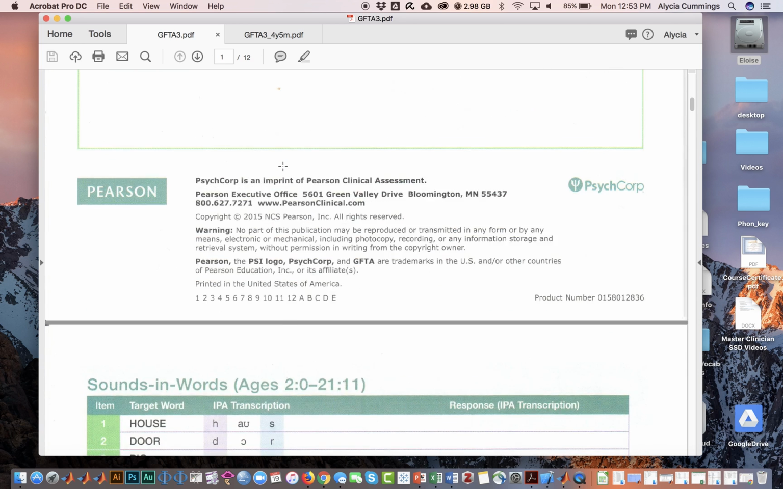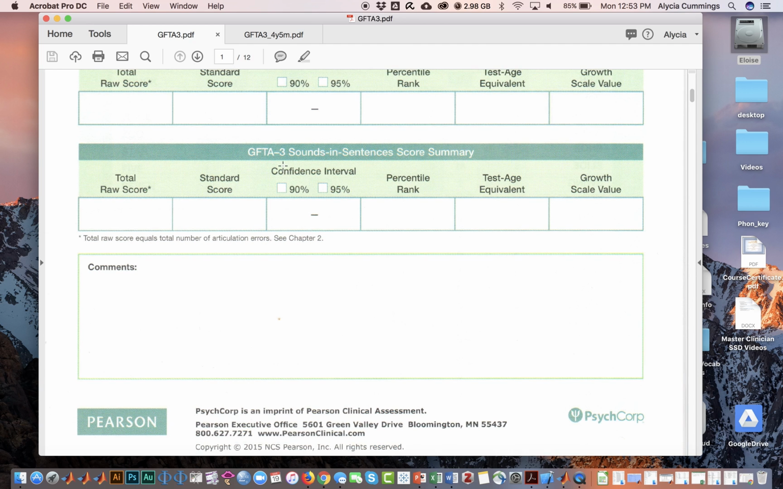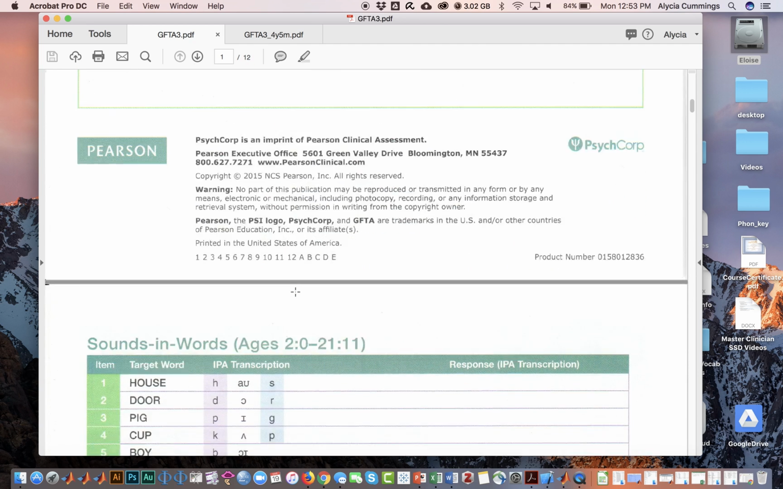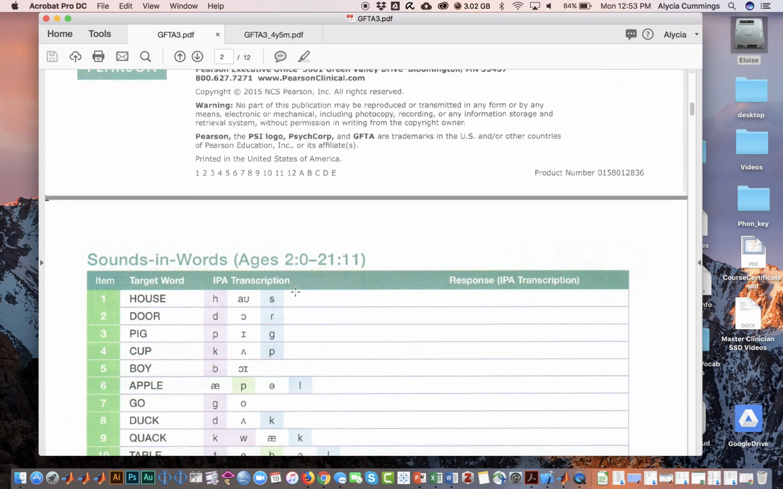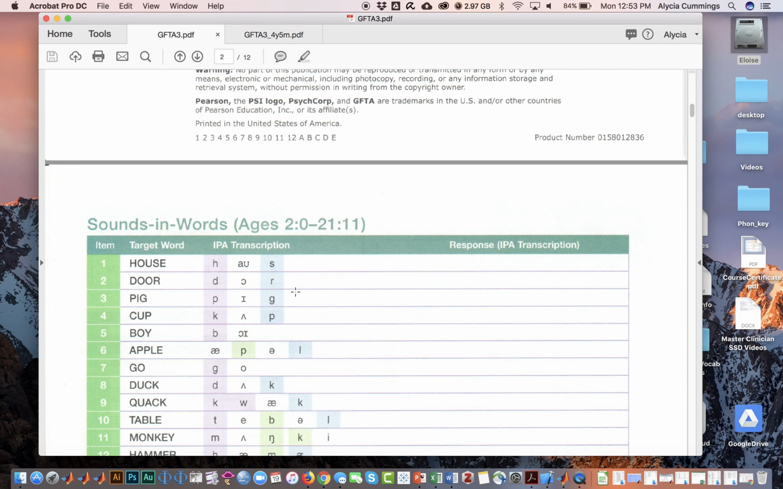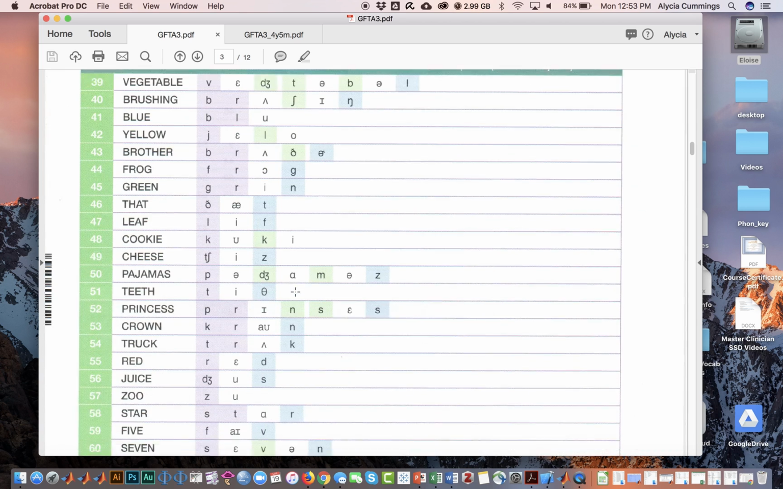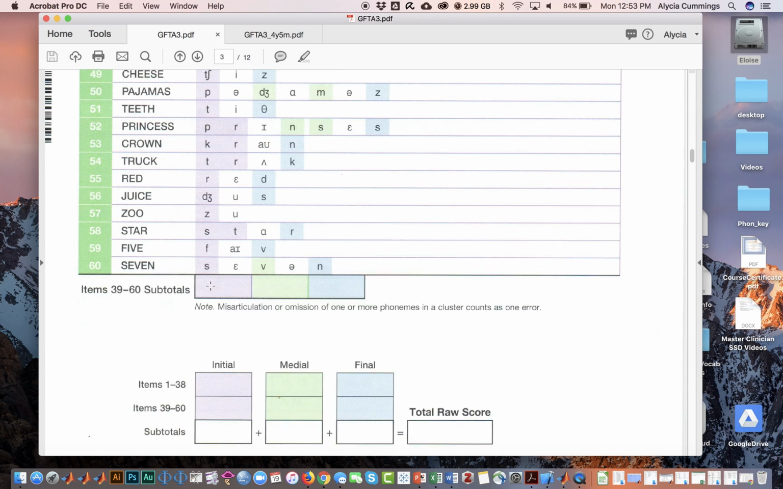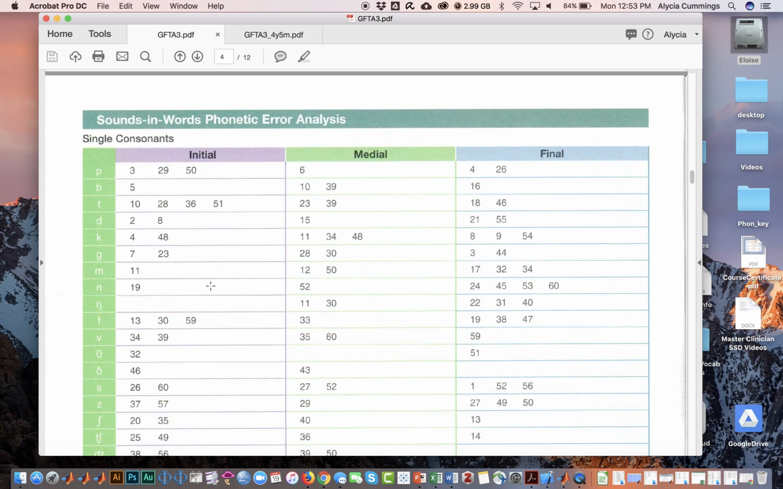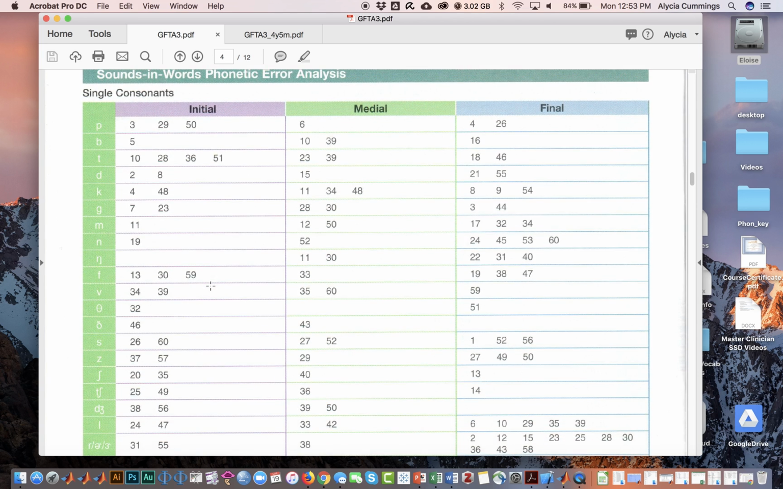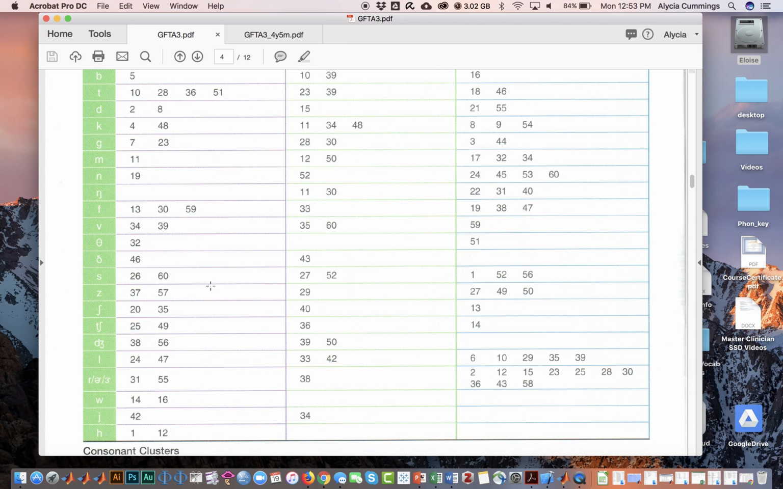Okay, and to explain the Goldman-Fristoe 3 again, you see there are 12 pages to the protocol for sounds and words, and what we're usually worried about is the first 4 pages. The front page, obviously the 2 pages with the words, and we'll talk about scoring that in a second. And then this 4th page, students often don't appreciate this as much as they should.